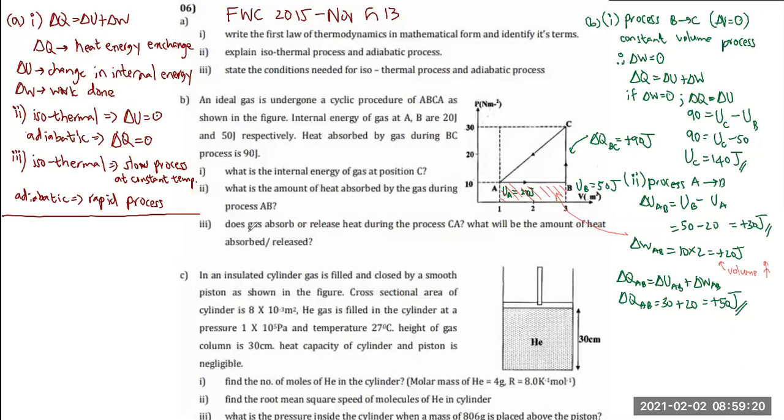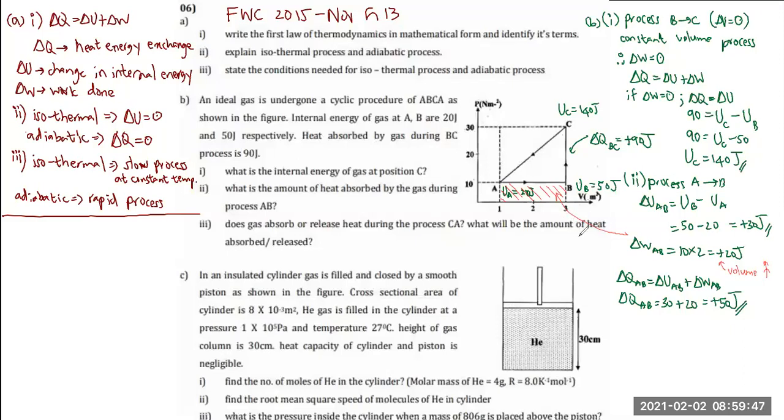Third, Roman 3. Does gas absorb or release heat during the process CA? What will be the amount of heat absorbed or released? All right, that's interesting. We need to find out Roman 3. For that, we have to know the internal energy change first of all. Now, UC was found out. How much was UC? 140. UC is 140 joules.